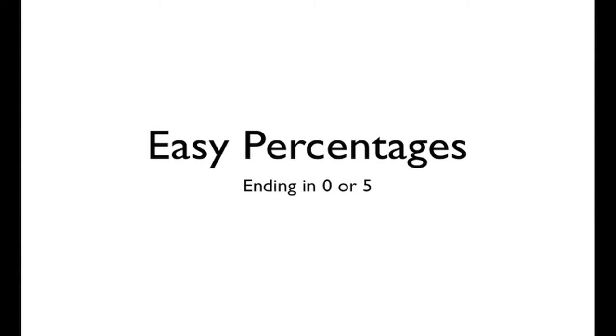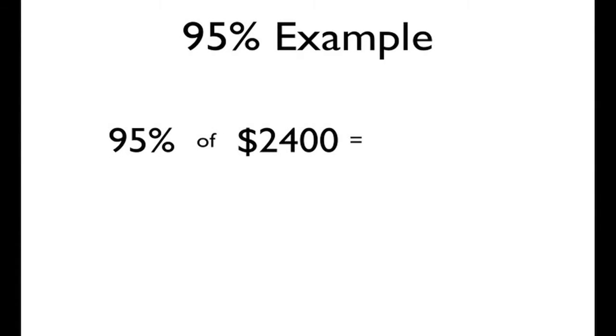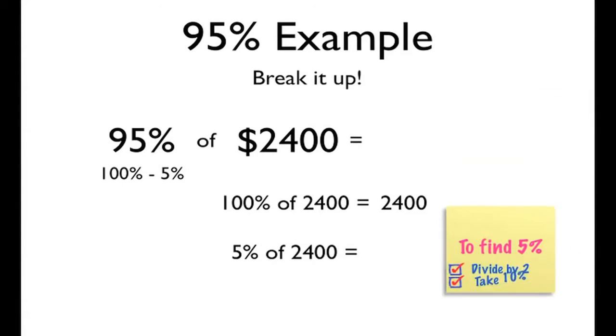Let's start off by doing some easy percentages. I consider the easy ones to be anything ending in 0 or 5. 95% is one example of these. To solve 95% of 2400, we're going to break 95% into two parts. 100% minus 5%. 100% of 2400 doesn't change. It's still 2400. To find 5%, we're going to remember back to our previous lesson where we divide by 2 and take 10%. So dividing by 2 gives us 1200, and then taking 10% gives us 120.